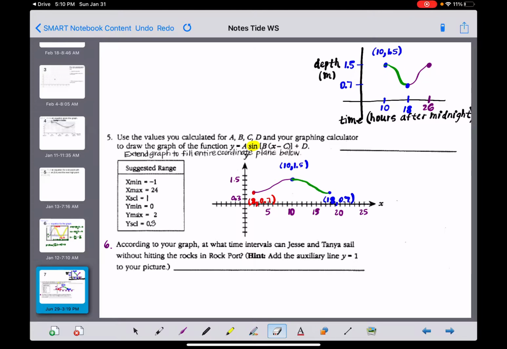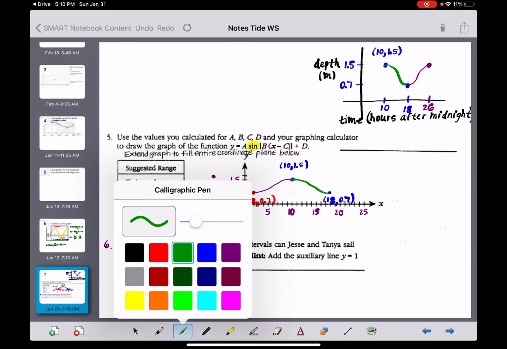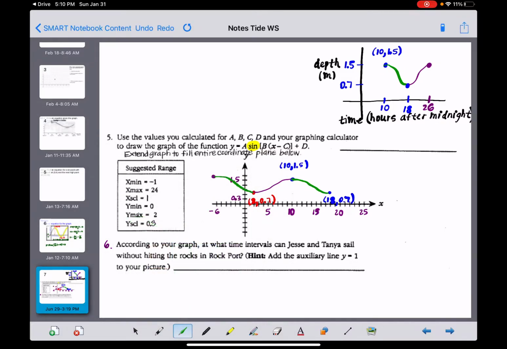If we were to go 8 more, so if we were to go to -6, so back here to -6, we would be back up to 1.5. So it's just trying to get us to see more than one cycle here. So we would have something to look like that. And then obviously if we go out here to 26, we're also back up to 1.5. And we talked about that up above.